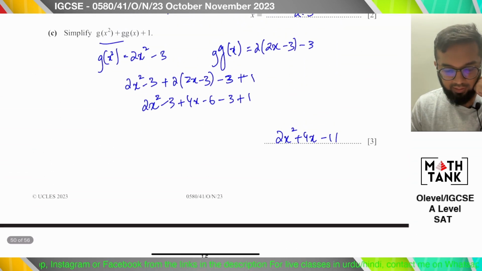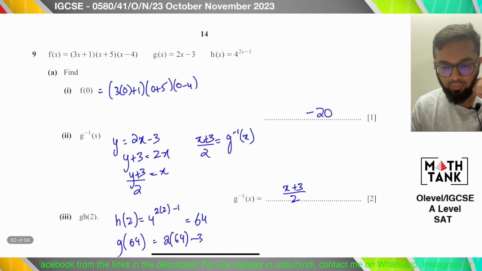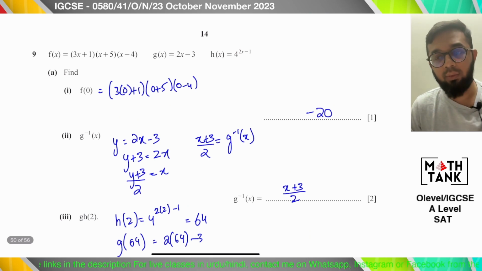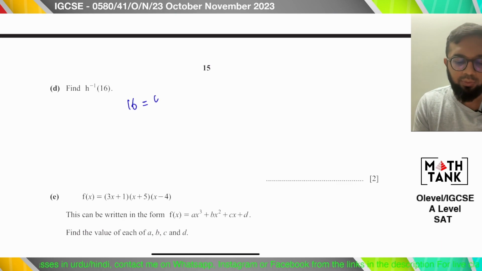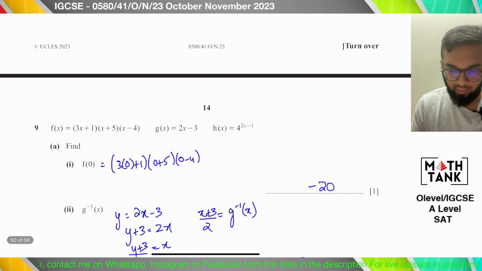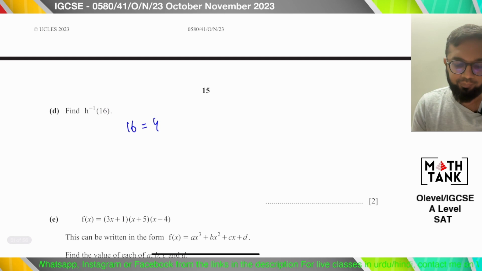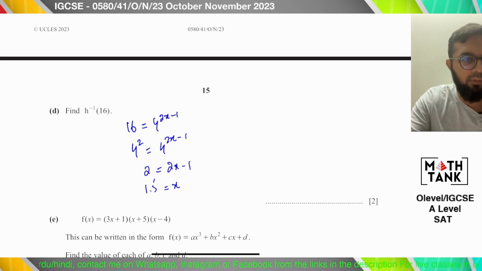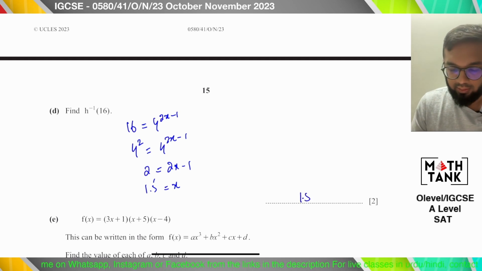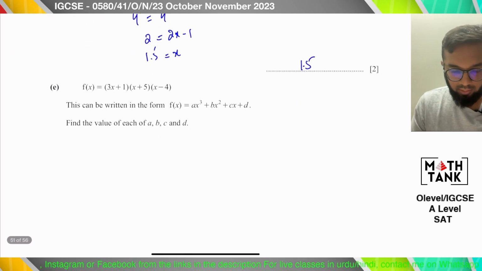H inverse of 16. So whenever I give you H inverse, that means instead of giving you the value of x, I've given you the value of y. So 16 equals to 4 power 2x minus 1. So this becomes 4 squared. So 2 equals to 2x minus 1. X is therefore equals to 1.5. I hope I have the correct answer.